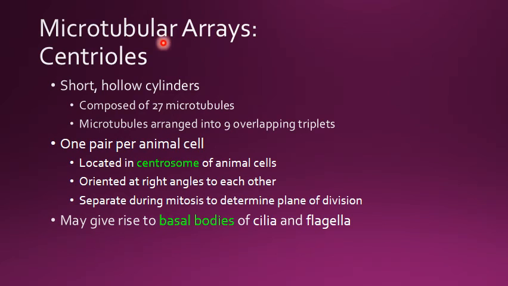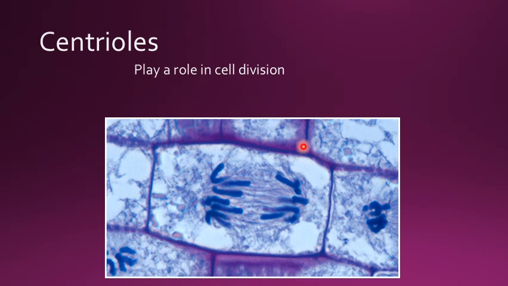So, microtubular arrays include centrioles, which are short, hollow cylinders composed of 27 microtubules. And they're located in the centrosome of animal cells. They help with cell division. So when the DNA divides and two daughter cells are about to form, there's a wall here, these centrioles come in between and pull the DNA to opposite ends. So these were all together in the middle, and now they're being separated, being pulled to either side.